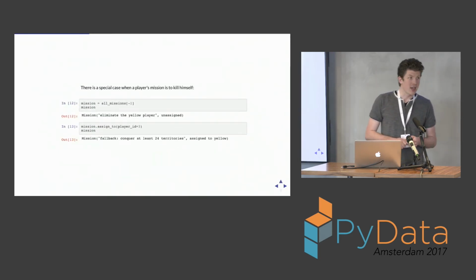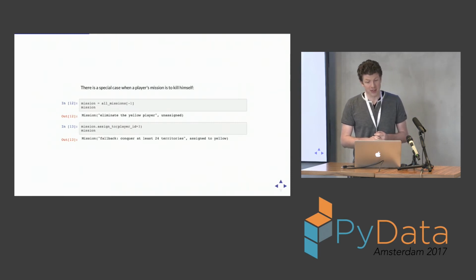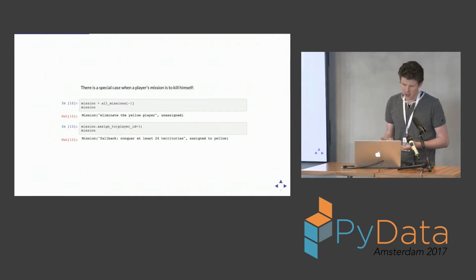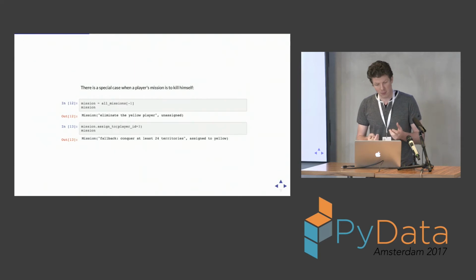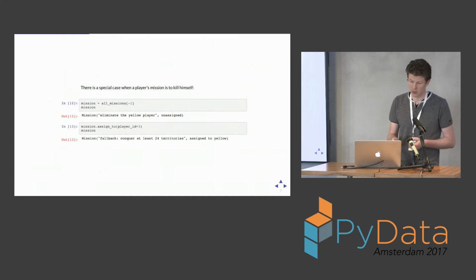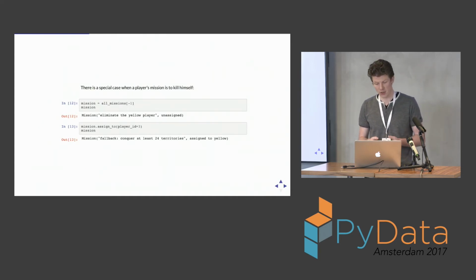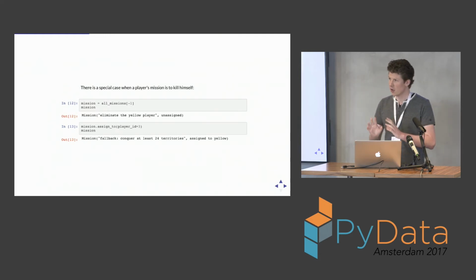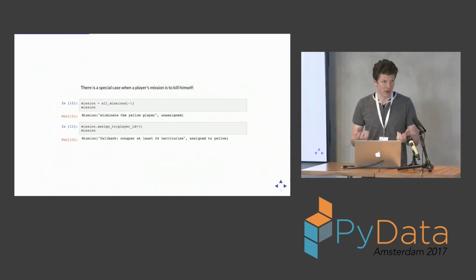Then there's a special case, of course, when a player is to kill himself. So suppose we have the mission eliminate the yellow player, and then we assign this to yellow, then it turns into the fallback mission, conquer 24 territories, assigned to yellow. So all of this is handled inside the game. You don't have to care about it.